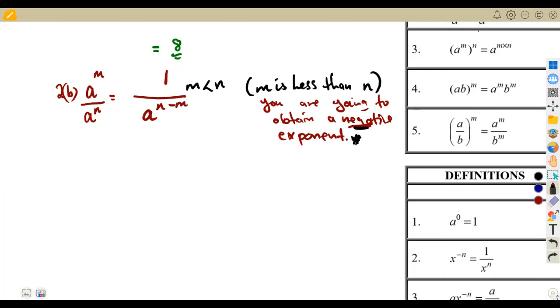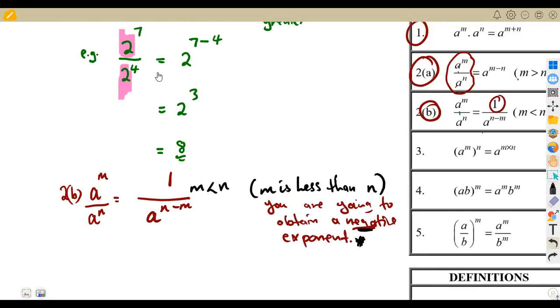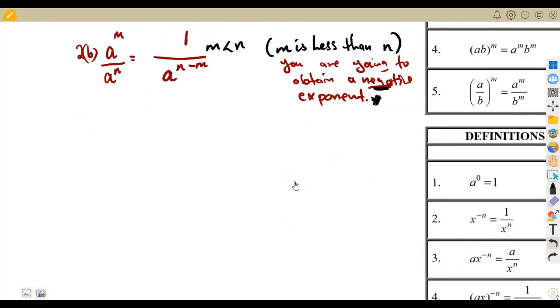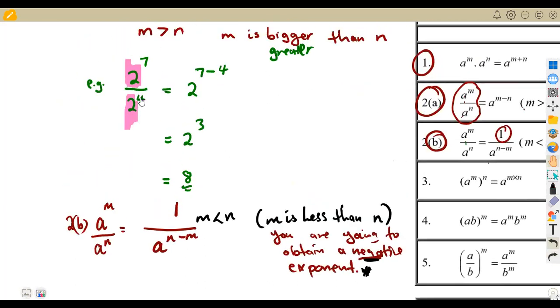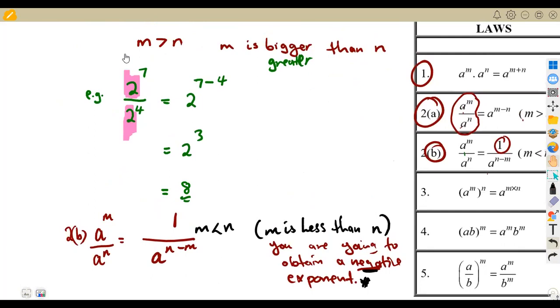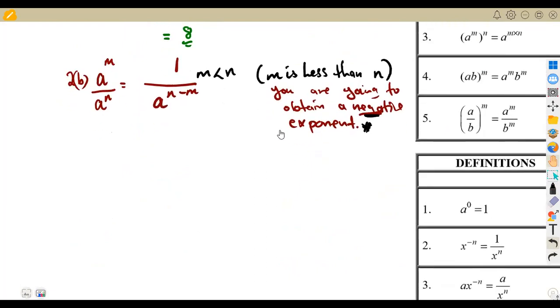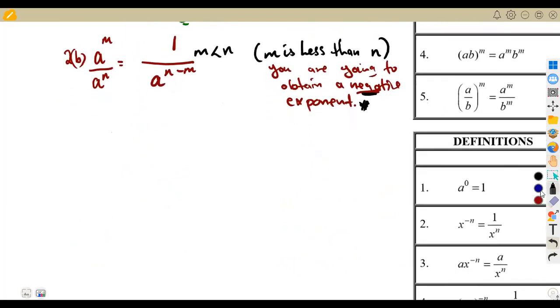I'm just going to use the same example here, 2 to the exponent of 4 over, so this time I'm going to use this one on top, this one with the smaller exponent. I'm going to use it on top. This one with the bigger exponent, I'm going to put it down, the same way that I did this example, but now we want to avoid this situation of having a negative answer.